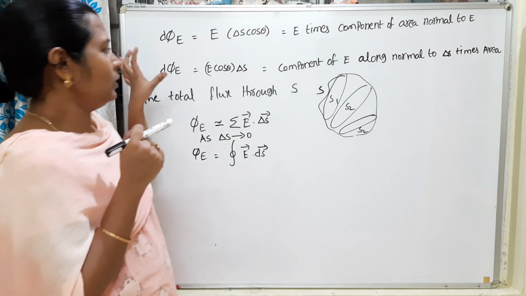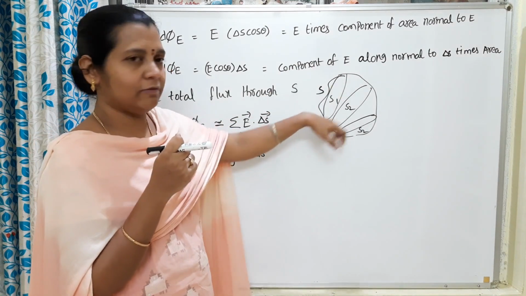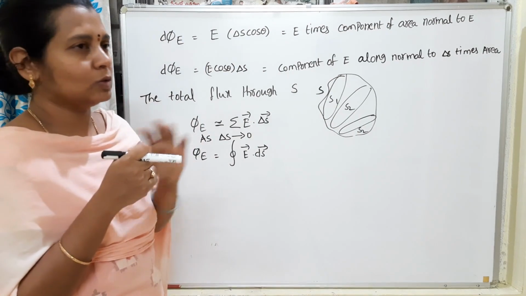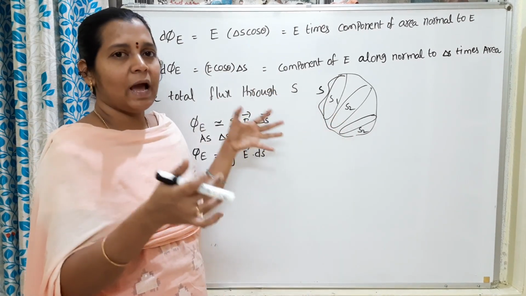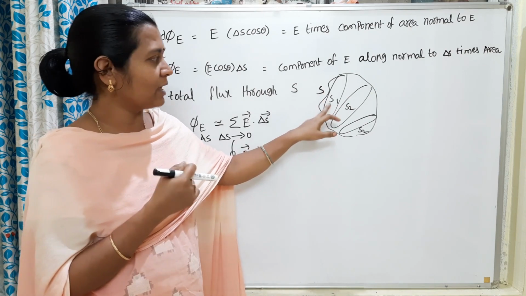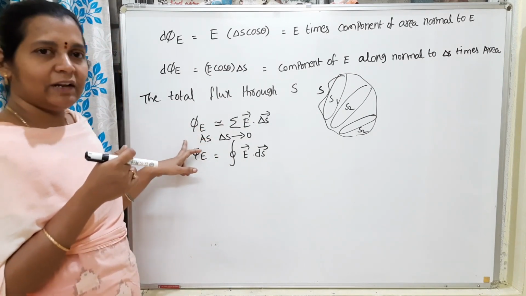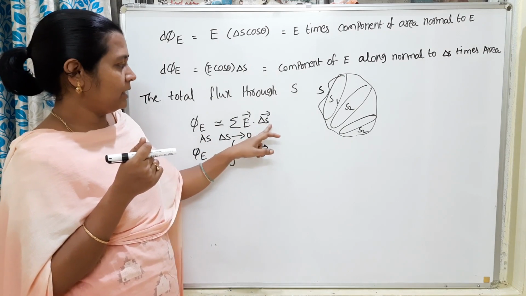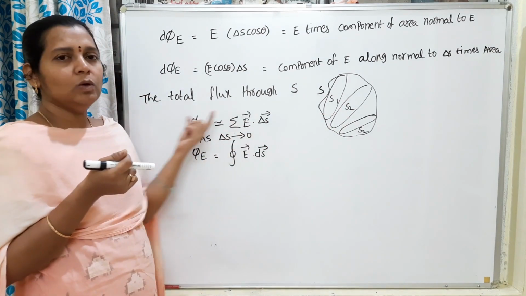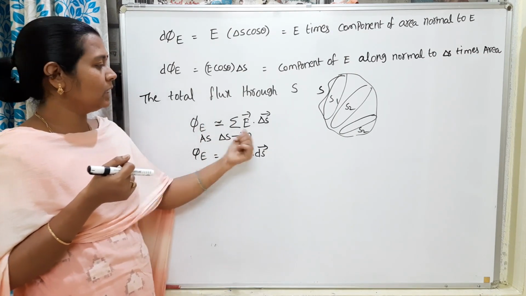Now if I have the total flux through a surface S, I can imagine this closed surface as smaller elements of plane surfaces S1, S2, S3, and so on. Calculating the flux through each surface and adding all the electric flux, we will get the total flux through the surface. Addition of the flux through the individual surfaces gives rise to the total electric flux. So the total electric flux is given as the sum of E bar dot delta S. Here the total flux is approximately equal to the sum of E bar dot delta S.